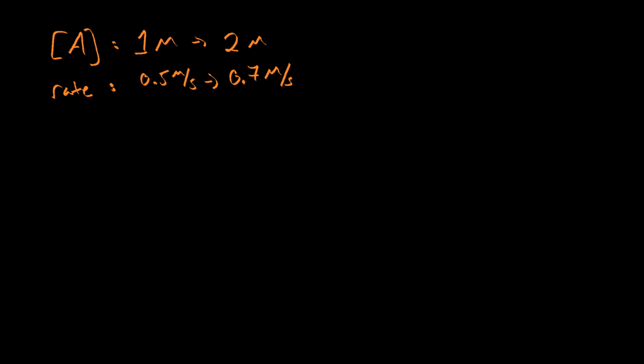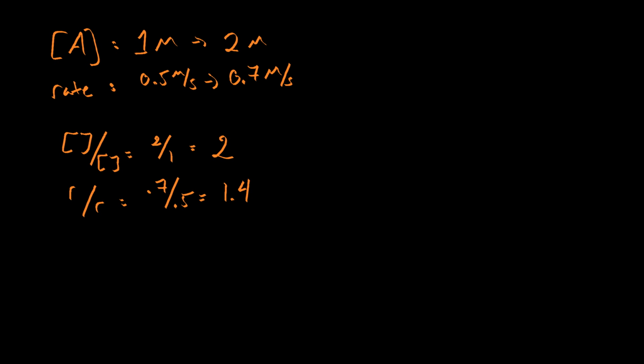So for a new example, if you have one of your reactants, the concentration goes from 1 molar to 2 molar. Your rate goes from 0.5 molar per second to 0.7 molar per second. That's going to get you some weird numbers, right? Well, you find the ratios. The ratio of concentrations is 2 over 1. It's just 2. The ratio of your rates is 0.7 over 0.5, which is equal to 1.4. So we're looking for the exponent for A. So x is equal to the logarithm of the rates divided by the logarithm of the concentrations. So it's the logarithm of 1.4 divided by the logarithm of 2, which means that the exponent for A is 0.5. It's half order in A.